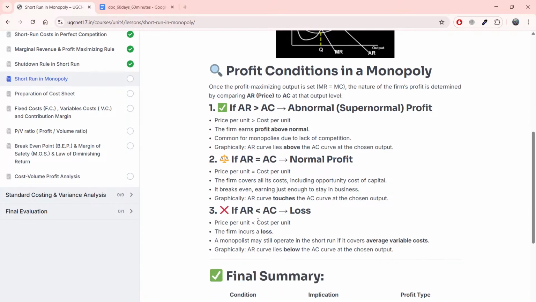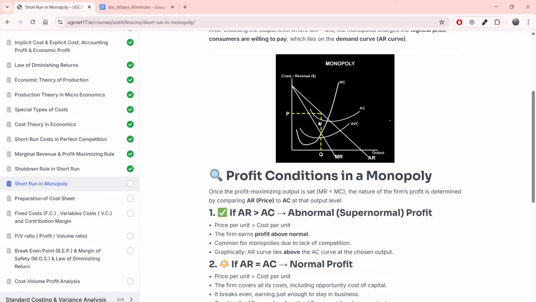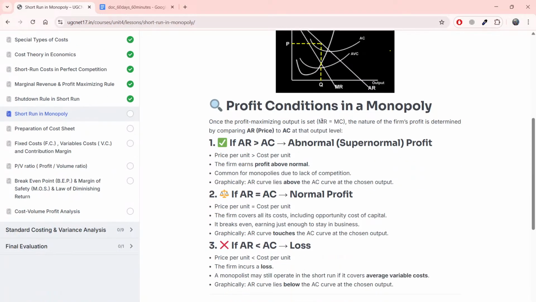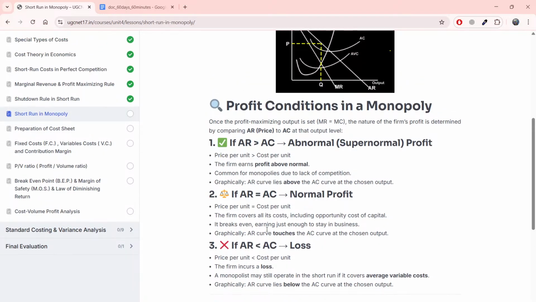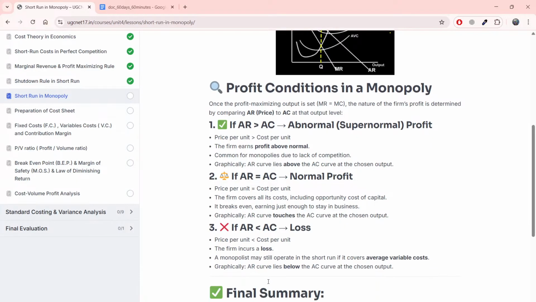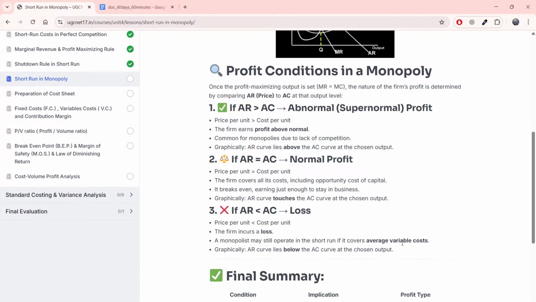If AR is less than AC, that means loss. This point is AR and this is AC. If AR is less than AC, that means price per unit is less than average cost per unit. The firm incurs a loss. A monopolist may still operate in the short run if it covers average variable cost. Generally, the AR curve lies below the AC curve at the chosen output graphically.